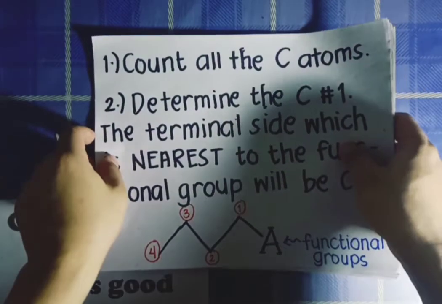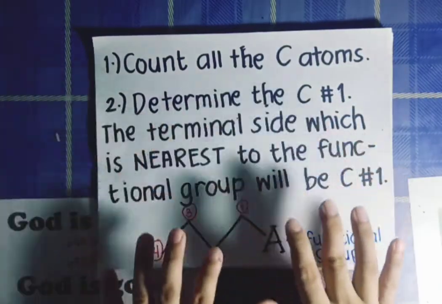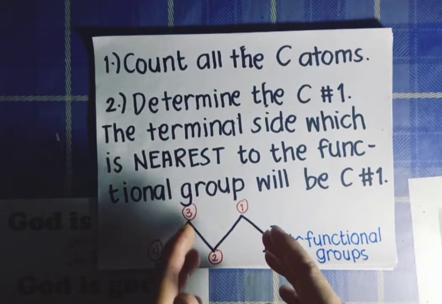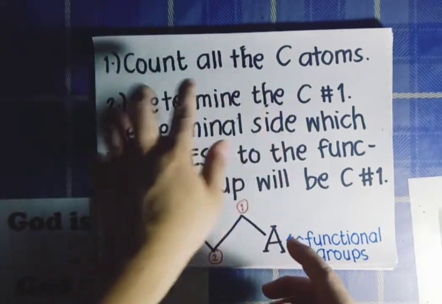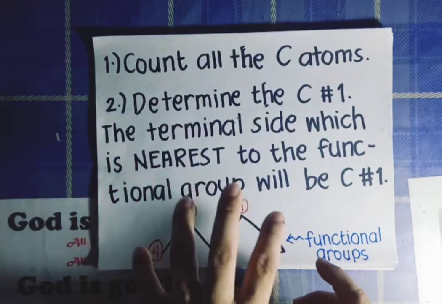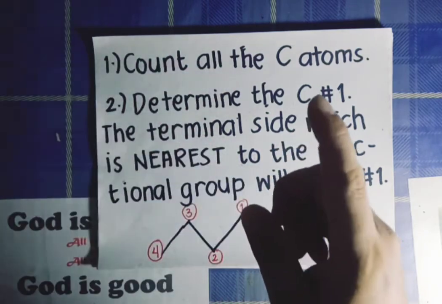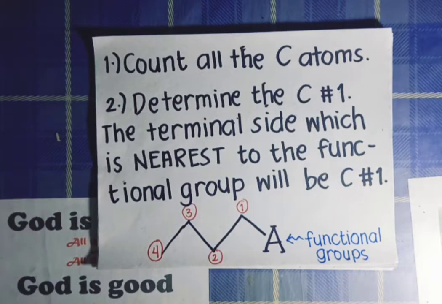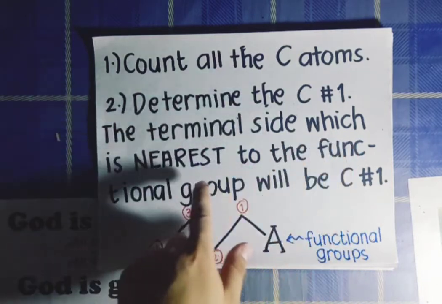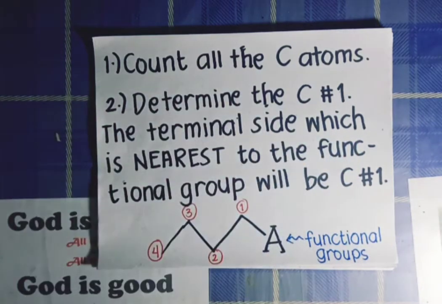Specifically, we are just going to give name to these 7 major non-carbonyl functional groups. But before giving name to these 7 major non-carbonyl functional groups, there are actually two things that we need to do first. Number 1, every time that we encounter organic compounds with functional group, we should count first all the carbon atoms that organic compound has. Okay. And number 2, we should also determine the carbon number 1 in that organic compound. Now take note that the terminal side, which is nearest to the functional group, will be the carbon number 1.